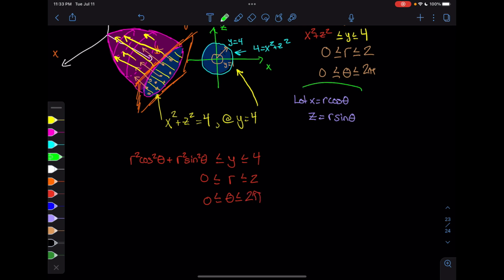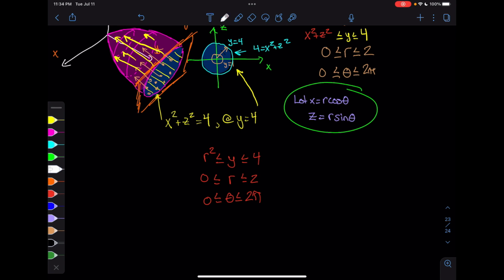Using the parameterization x is equal to r cosine theta and z is equal to r sine theta, using polar coordinates, but not for x and y this time, for x and z. And again, you might notice, hey, wait a sec, can't I factor out r squared from this? Absolutely, because if you factor out r squared, we're going to get cosine squared plus sine squared, which last time I checked is just equal to 1. So everything here, we can basically say that the lower bound for y is simply just going to be r squared, which is pretty nifty.